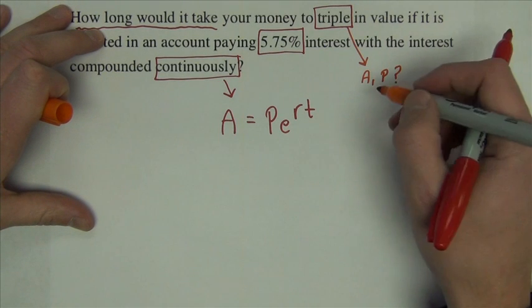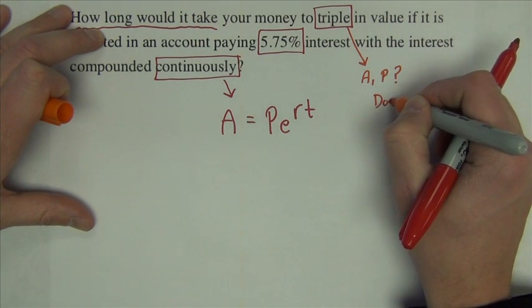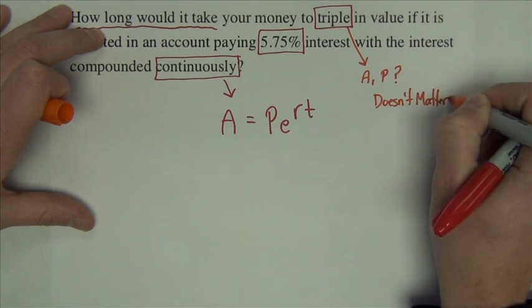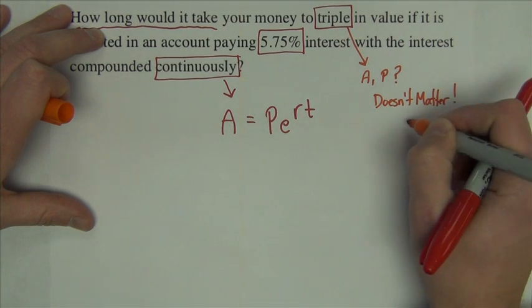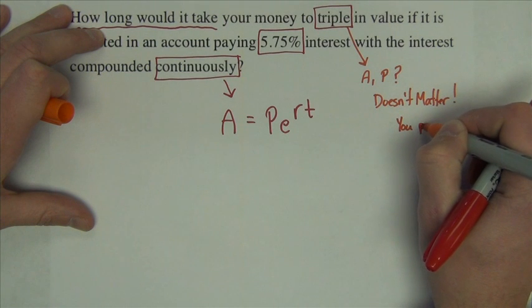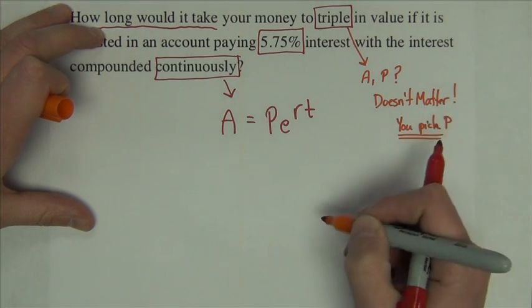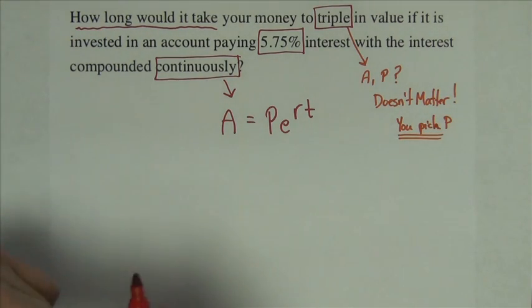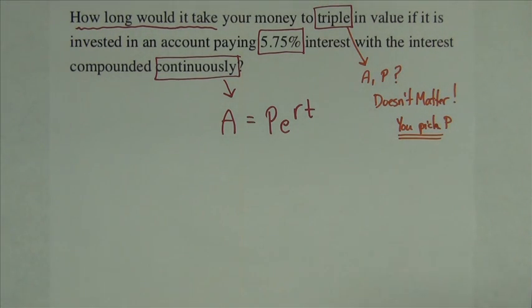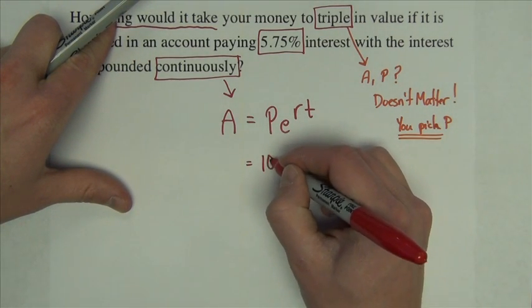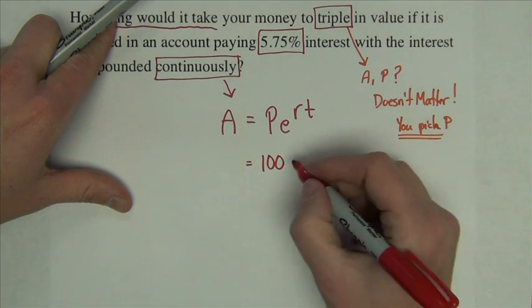Well, it actually doesn't matter. Okay, it doesn't matter at all. You pick a value for P. Anything you want. Okay, so whatever makes you happy, that's what you pick. Okay, we'll just go with that. So let's say that you pick $100.